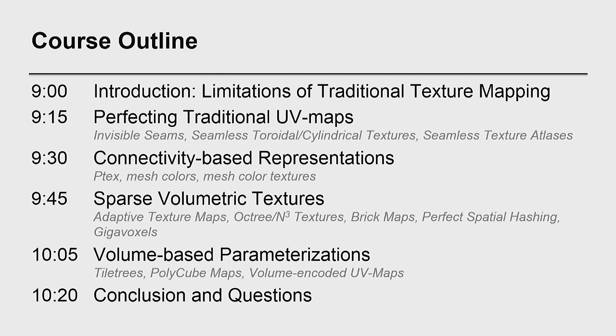Sparse volumetric textures are using volumetric structures. We're going to talk about those. And then volume-based parameterizations, going back to UV mapping, but defining it in a different way. And in the end, we're going to have conclusions and questions. So we're going to defer all the questions towards the very end so that we make sure that we have enough time to talk about all of these methods.